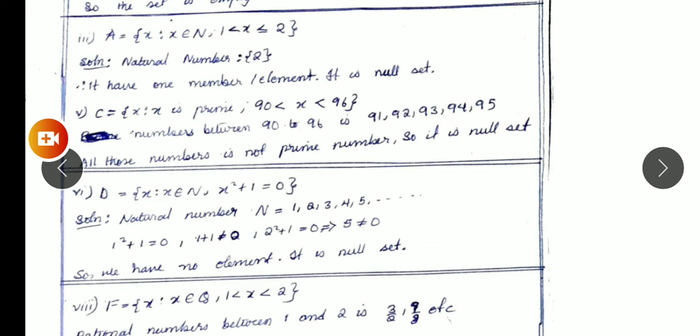Less than or equal to, so 2 is included here. It has one member, one element. It is not a null set, because greater than 1 holds, and equal to means 2 is included here. So we have only one member, so it cannot be a null set.